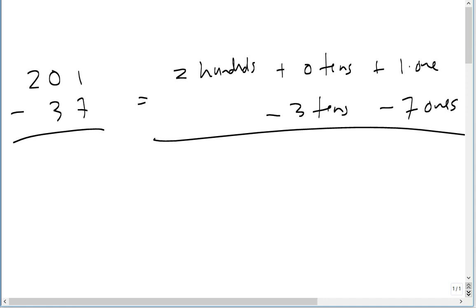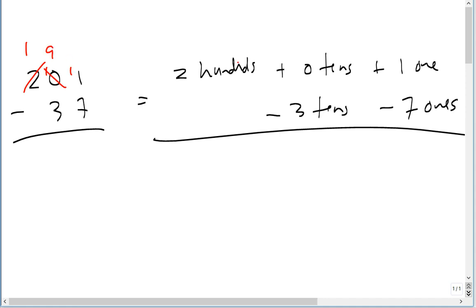Right. So you say, okay, what's 1 one minus 7 ones? Well, that causes some trouble. So you try to borrow. There's nothing to borrow here. So what are you doing, really? When we go over here, what do we borrow from the 2. We leave 1 behind. We make this a 10. And then we borrow from the 10 to make it a 9, and we bring 1 over here.